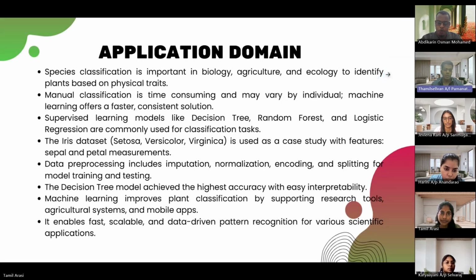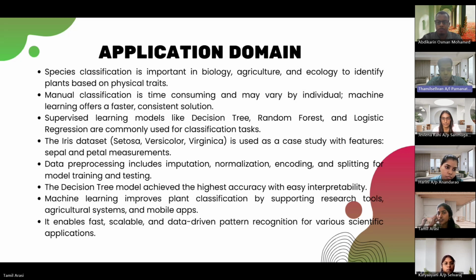The application domain. Species classification is important in biology, agriculture, and ecology to identify plants based on physical traits. Manual classification is time-consuming and may vary by individual. Machine learning offers a faster and consistent solution. Supervised learning models like decision tree, random forest, and logistic regression are commonly used for classification tasks. The iris dataset, Setosa, Versicolor, Virginica, is used as a case study with sepal and petal measurement features.